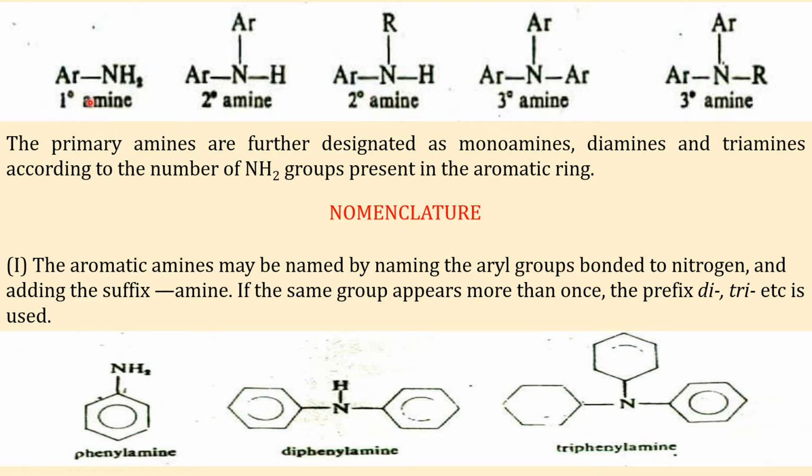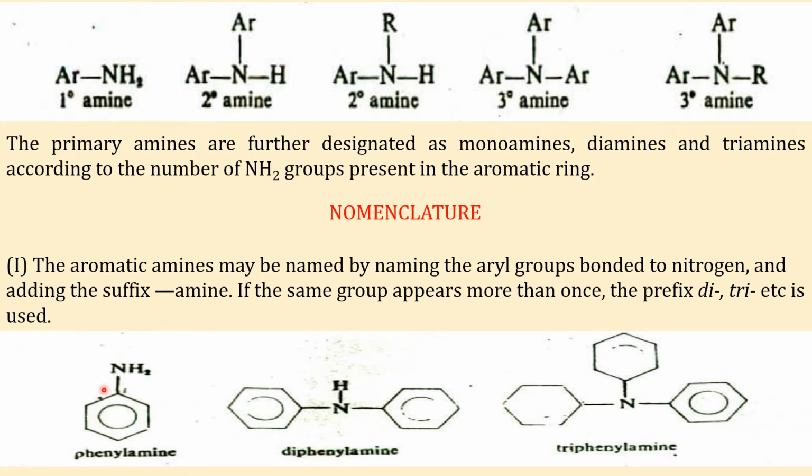So this is your primary amine. This one is secondary. This is also a secondary. So if you are substituting some kind of alkyl group, it is also known as an aromatic amine. And this is a tertiary amine, and this is also a tertiary amine. And the primary amines are further designated as monoamine, diamine, triamine according to the number of NH2 groups present in the aromatic ring.